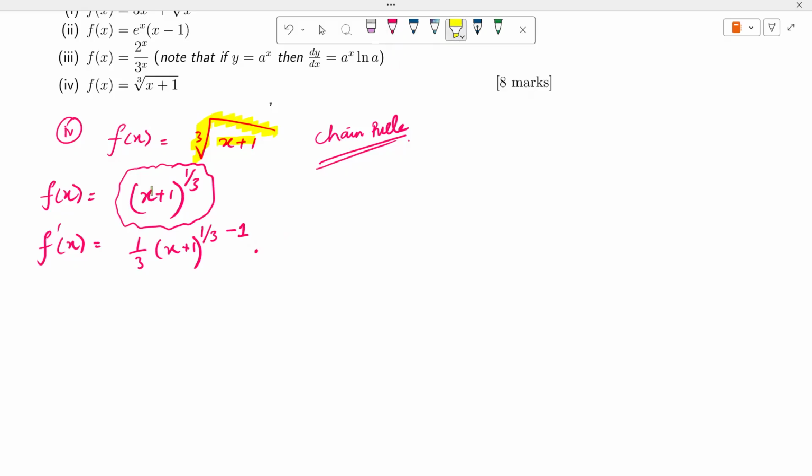Now the inner function is x plus 1. The derivative of the inner function would be just 1, because the derivative of x is 1 and the derivative of a constant is always 0. So you will get 1 upon 3 x plus 1 to the raised power 1 upon 3 minus 1. 1 upon 3 minus 1 would be, wait, minus 2 upon 3. So you get minus 2 upon 3 as the power.